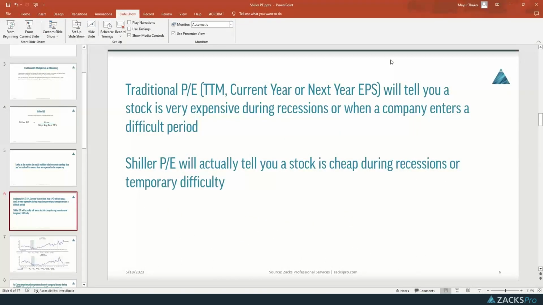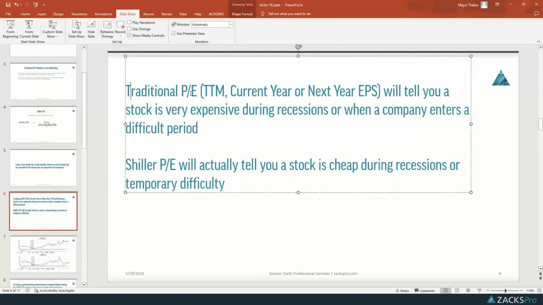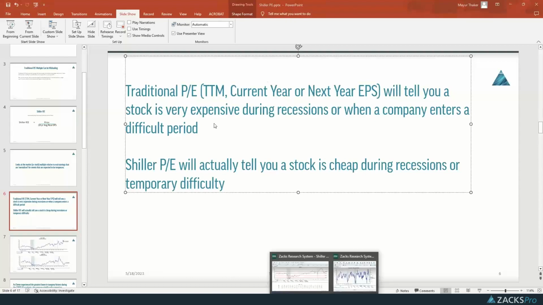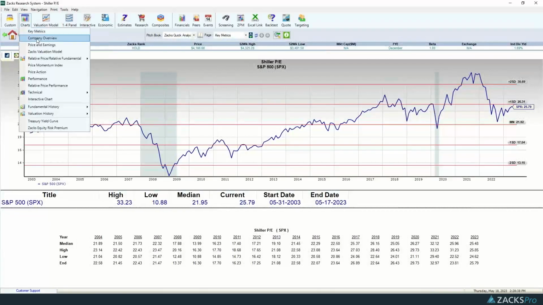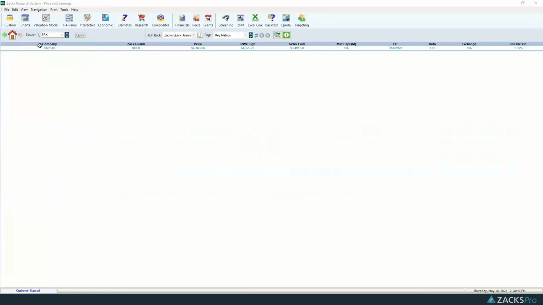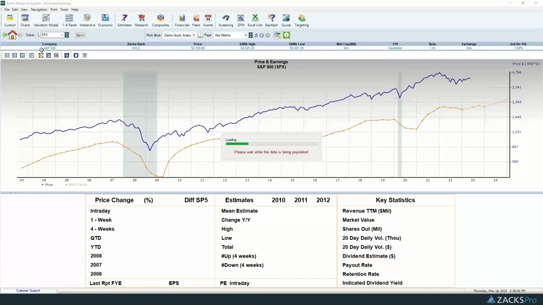So anyway, the idea is that the problem with traditional PE is that it's too sensitive to single periods, a single year, and that's going to give you the incorrect signal if we're at an inflection point, meaning if we're at the point where earnings are at a peak or a trough, then you're going to be getting the exact wrong signals.